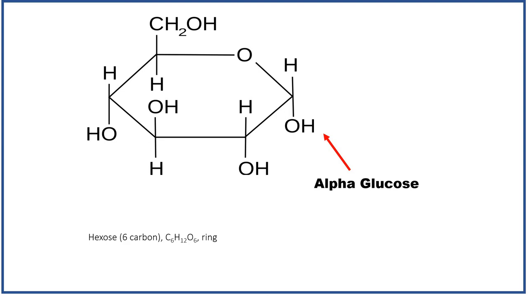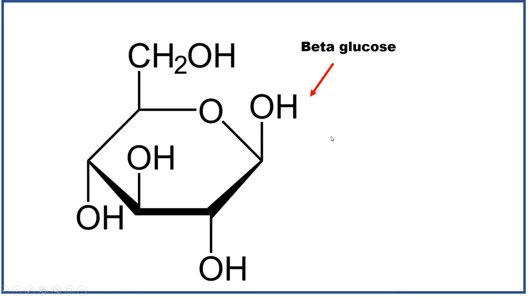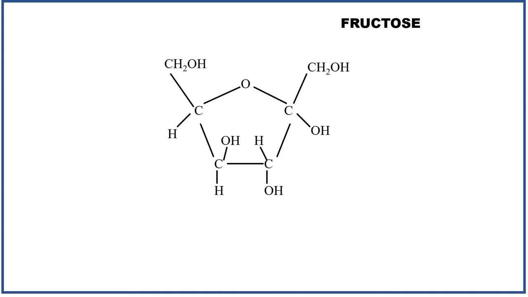On alpha glucose, on carbon 1, the H is facing upwards and the OH is facing downwards. Whereas on carbon 1 of beta glucose, the OH group is facing upwards. The OH and the H group are flipped. Now fructose, you don't need to know the formula for this by heart. However, it's just to show that this is a pentose sugar rather than a hexose sugar.